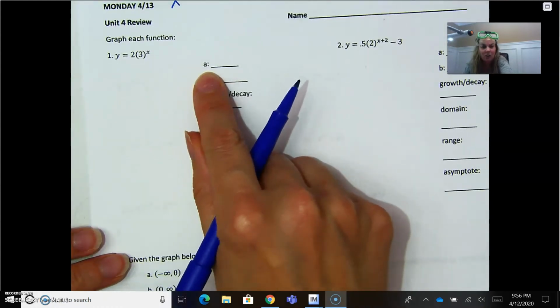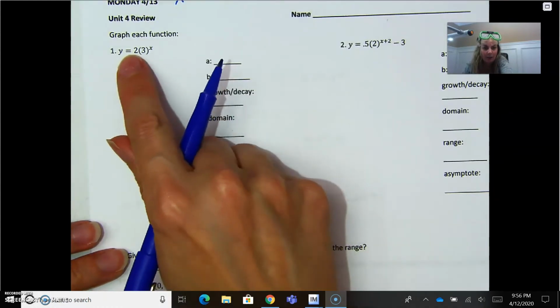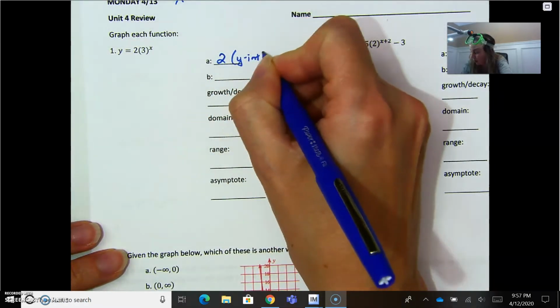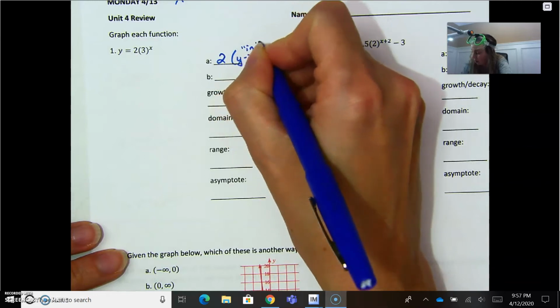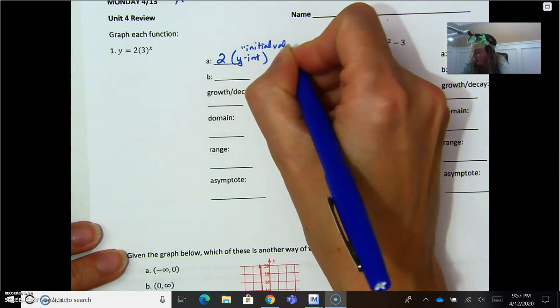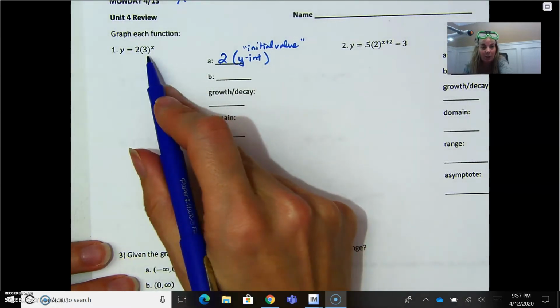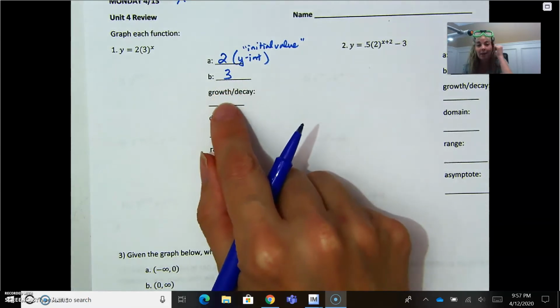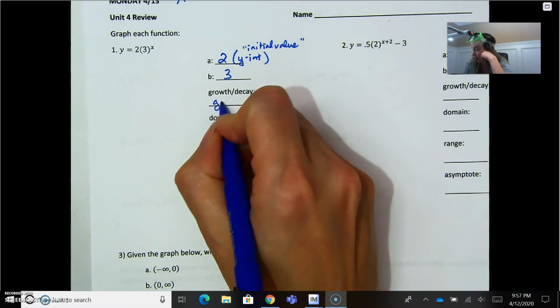The a, that's your initial value, your y-intercept, so that's going to be 2. I'm going to put in parentheses, that's your y-intercept. Your initial value is sometimes what it's called. The base is a 3. Since that is larger than 1, that means we are growing.